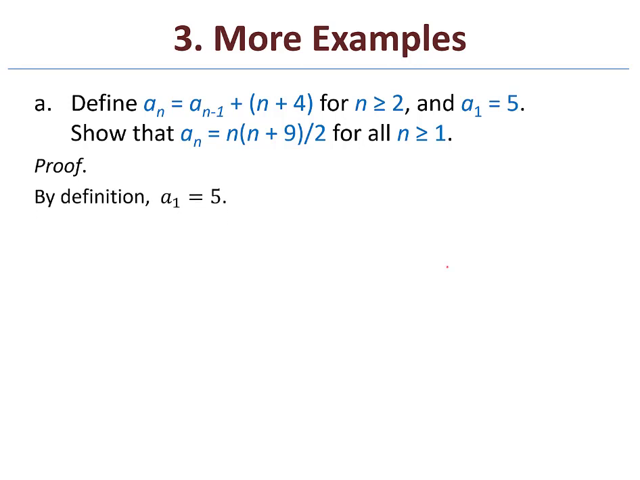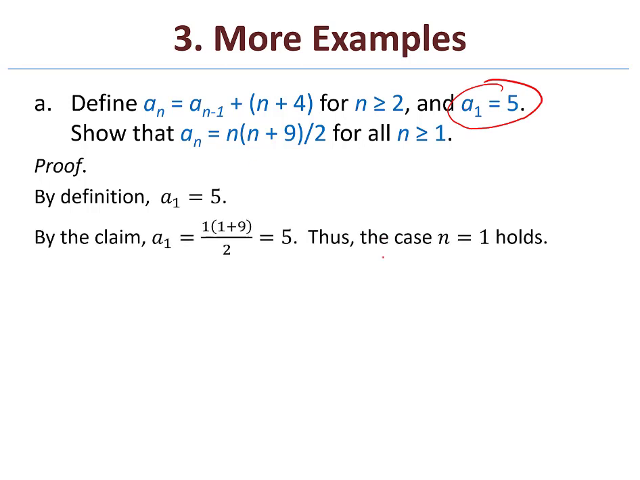So by the definition, a sub 1 equals 5. And does the claim actually work if I put in a 1 for n? By the claim, a sub 1, so now I'm looking at the claim part, a sub 1 is 1 times 1 plus 9 over 2. Oh yeah, that's 5. I see a 5 there. It makes me happy. Thus, the case n equals 1 holds. I'm done with the base case. Now I move on to the induction part.